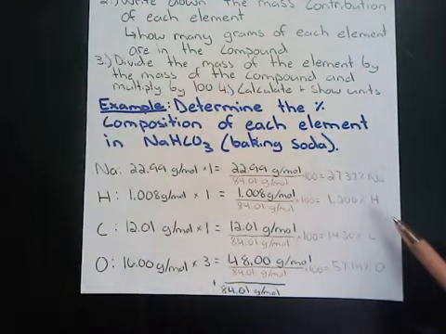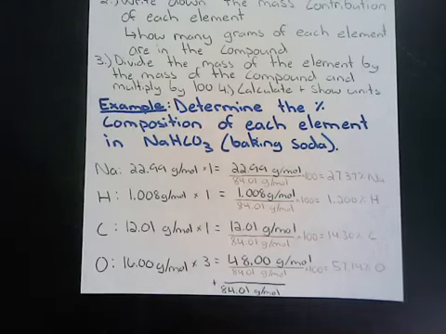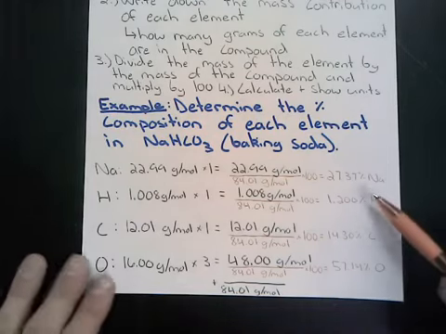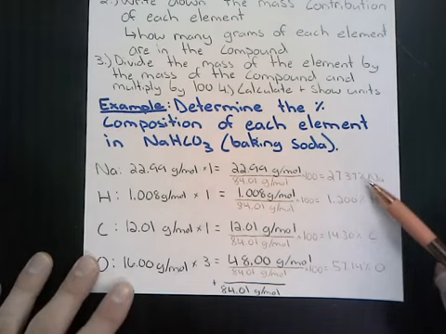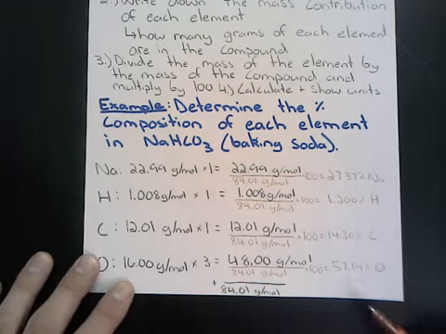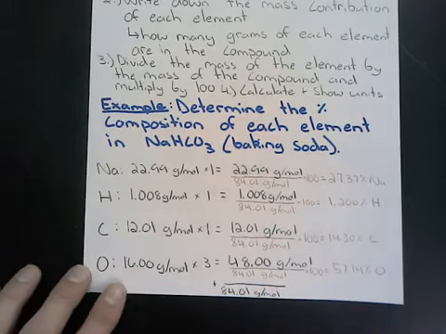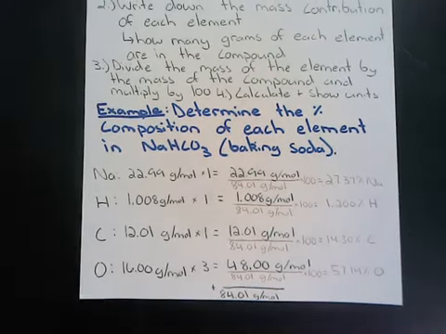So again, if you add these up, it's just slightly over 100, and that's due to our rounding on our molar mass. But you can see this is the percent that each element contributes by mass in our particular compound. So that's how we would go about this process.